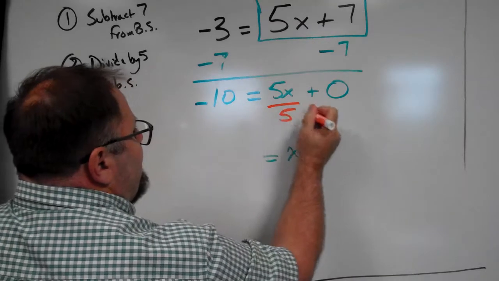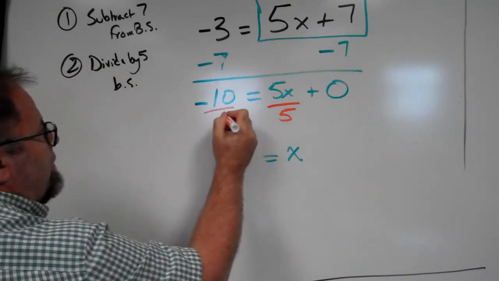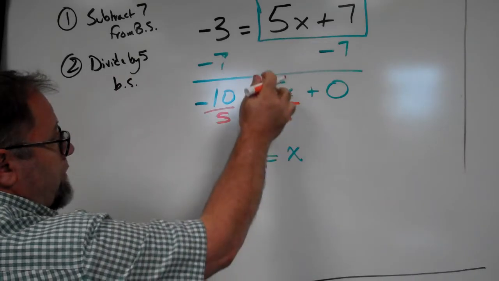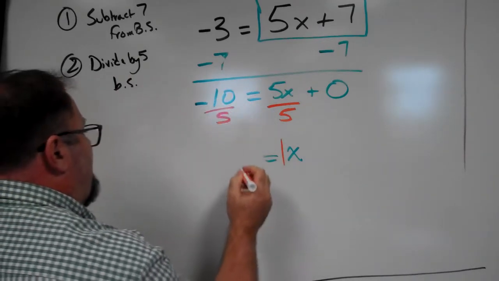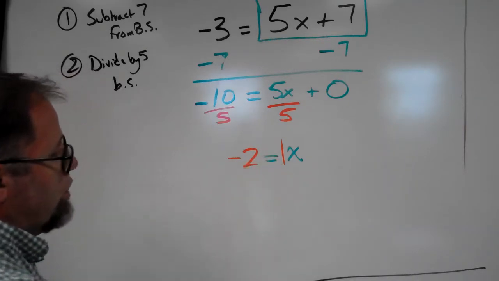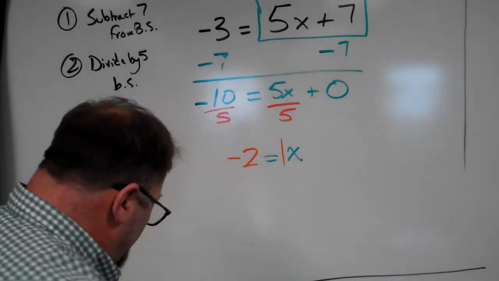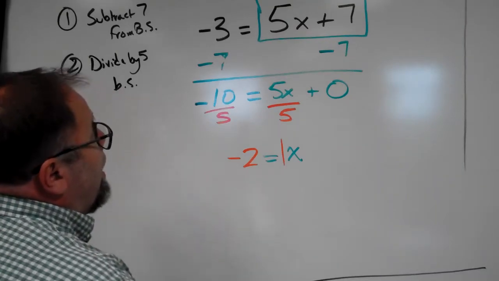Then we are dividing off that coefficient. Divide by 5. The 0 just kind of melts away. Divide by 5. 5 divided by 5 is 1, leaving us 1x. Negative 10 divided by 5 is negative 2. Little integer practice there. Then we'll do our check.